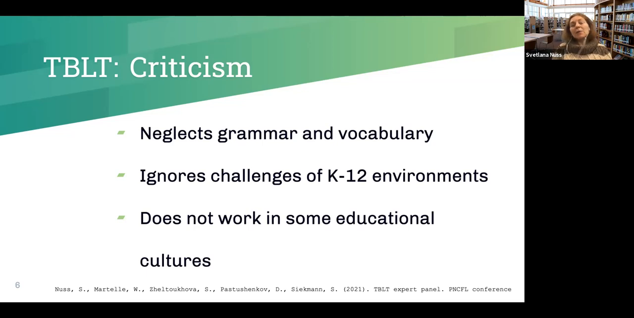So TBLT has not been without criticism. And some of the important points, we just put out the 3 main important points, is that TBLT is being said that it neglects grammar and vocabulary to the detriment of learning actually of the second language. That TBLT does not work in different educational environments. In addition to university environment, we have K-12 environment, and it's difficult to get adolescents to learn in TBLT mode and younger children in general.